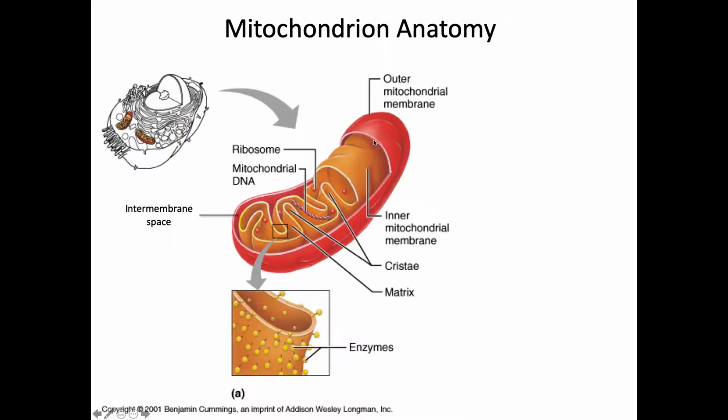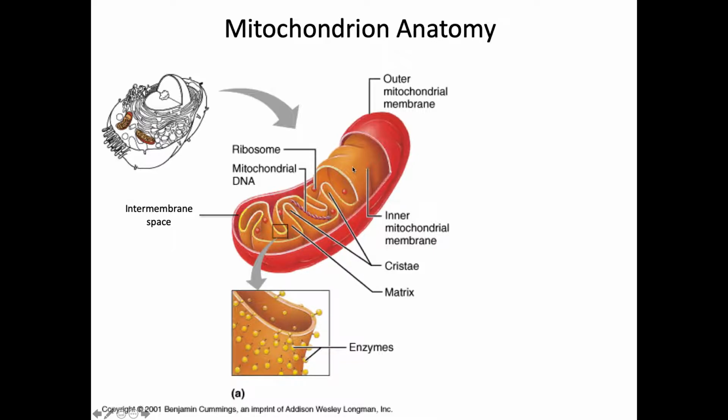Okay, so now we have to know about the structure and the anatomy of the mitochondria, the site of cellular respiration. Remember how I told you that the mitochondria is a very, very important organelle. Well, since it's so important, it needs to have 2 membranes. So we have an outer mitochondrial membrane, okay? That's a phospholipid bilayer. And we also have an inner mitochondrial membrane. That's also another phospholipid bilayer.